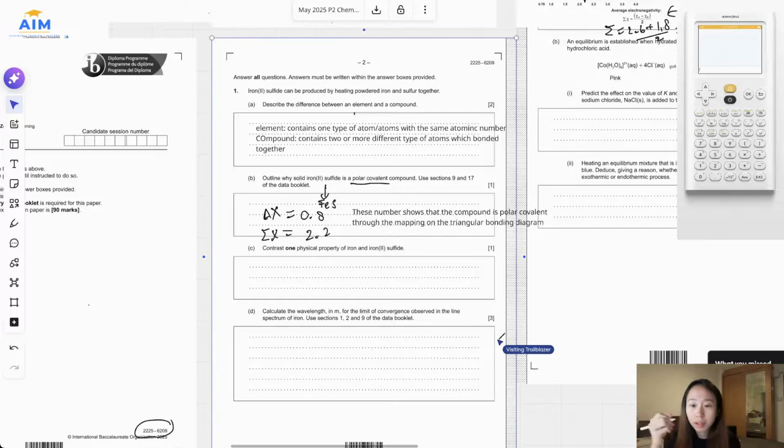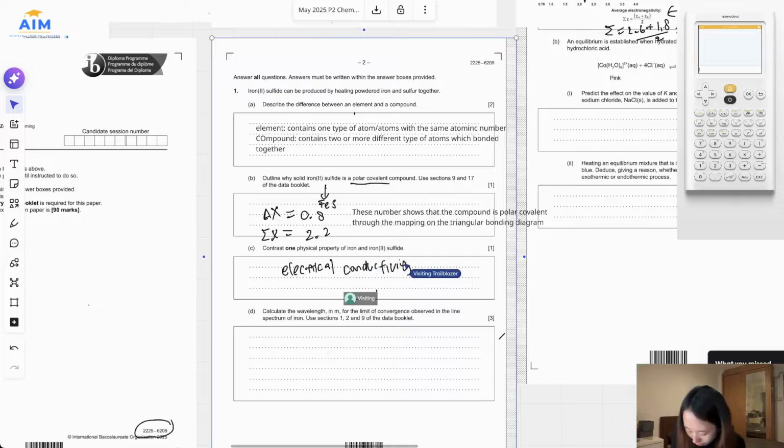So these two are very different things, because iron sulfide is a polar covalent compound, which means it's a covalent bond. Meanwhile, iron is a metal, so it's from metallic bonding. So the most obvious difference will be the electrical conductivity, electrical or thermal. And why is it so?